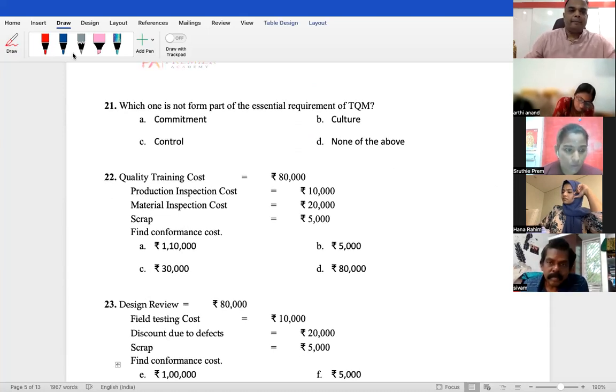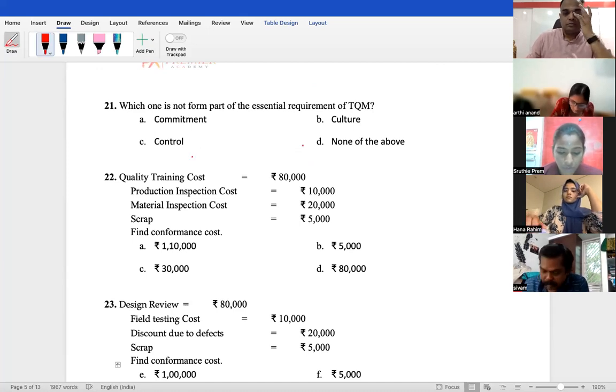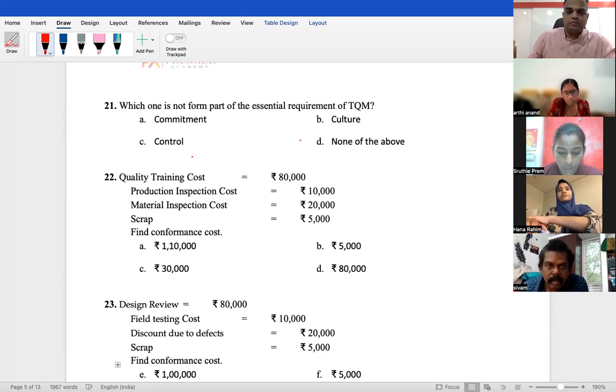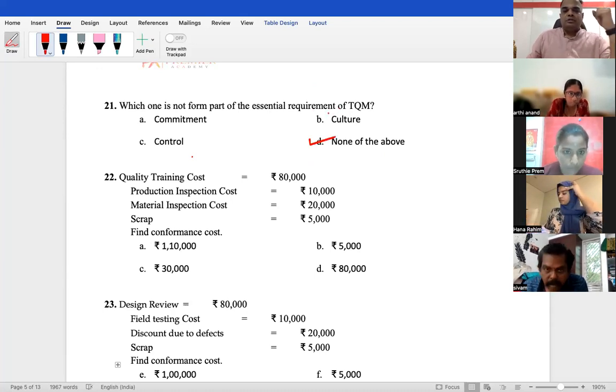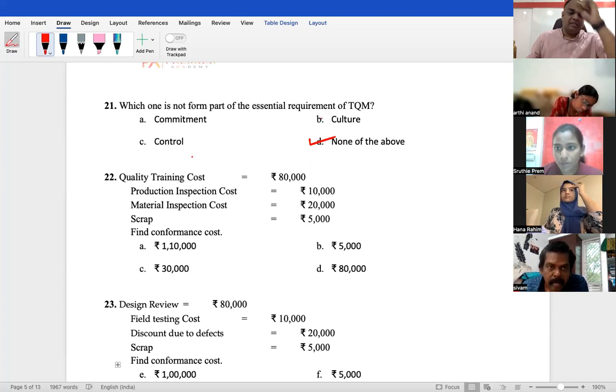Which one will not form part of the essential requirements of TQM? Option A, commitment, B, culture, C, control, D, none of the above. The answer is C. So, how many C's? Six: commitment, culture, control, continuous improvement, customer focus, cooperation.